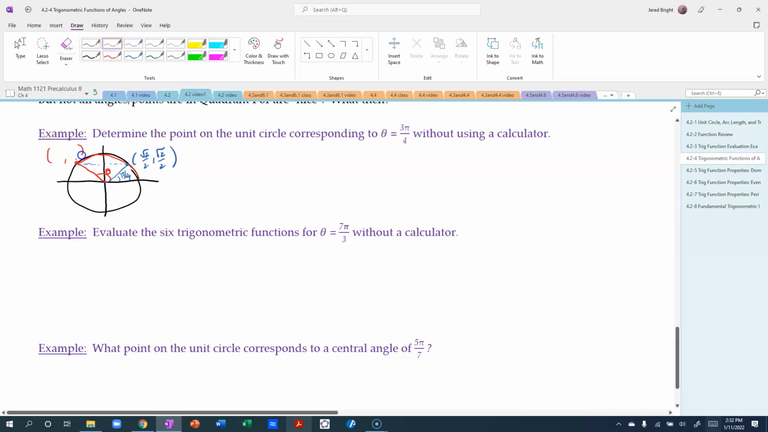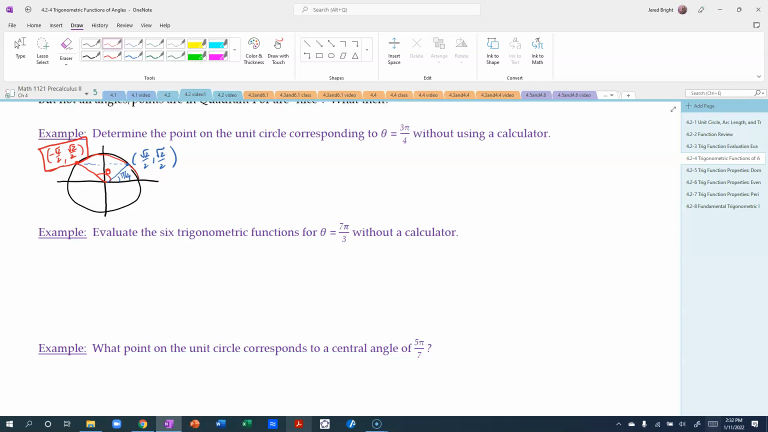A y-axis reflection means that the y-coordinate stays the same, but the x-coordinate changes to its opposite sign. So there I have the point. That one was easy, and that's sort of what you're going to do in the group work to complete the unit circle.